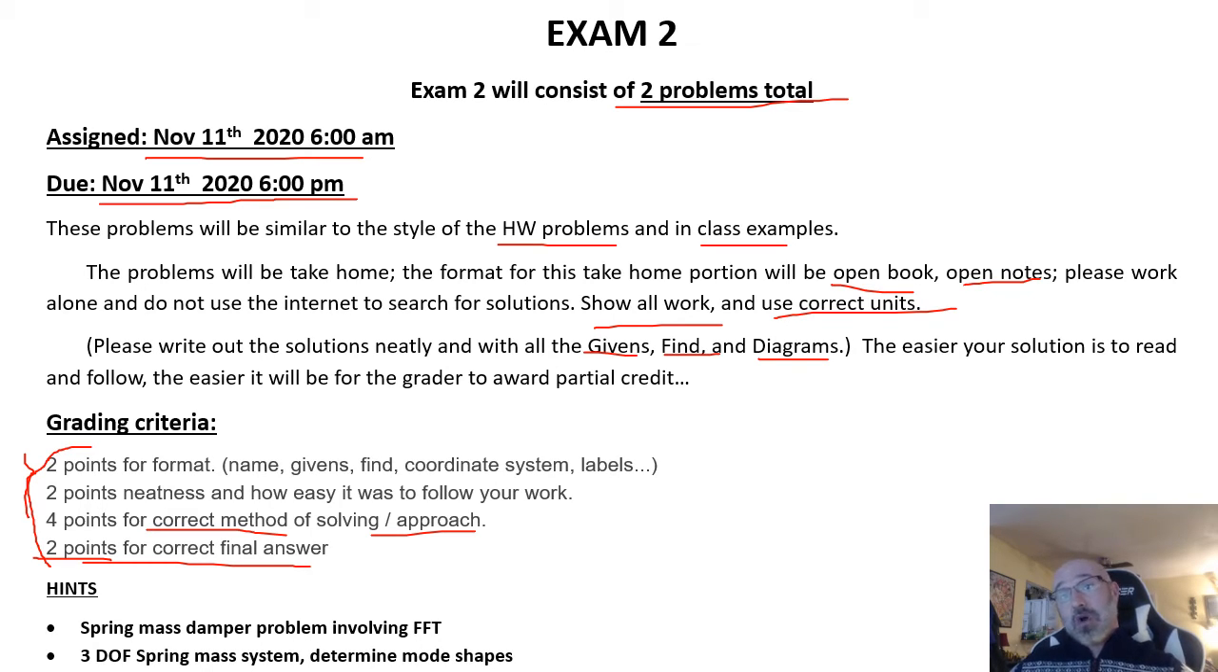Hints. So this could be anything from chapter 6 up through chapter 10 here, but one of the problems will be a spring mass damper problem involving your FFT, and the other will be a 3 degree of freedom spring mass system where you're asked to determine your mode shape. So that's what areas you can focus your studying on between now and next Wednesday.